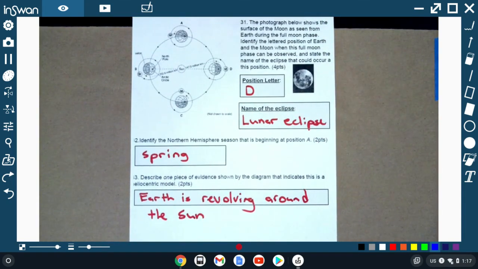So remember, we're revolving, a revolution is going around it, and so all planets will revolve or orbit around a star. That proves it's a heliocentric model. Helio being the sun, like helium, and the centric meaning in the middle. So the sun is in the middle.